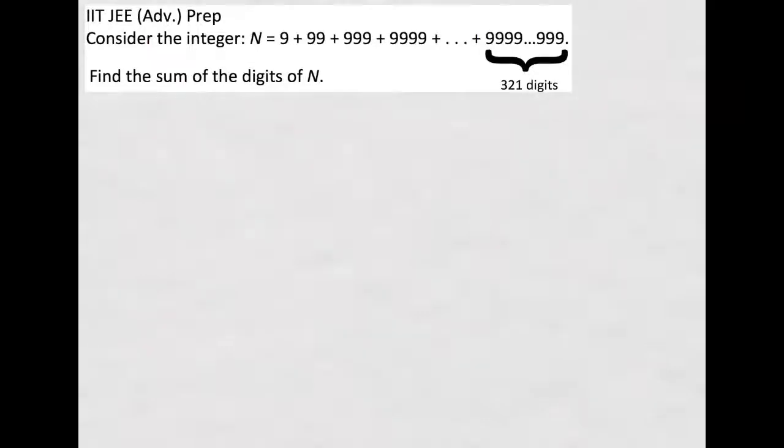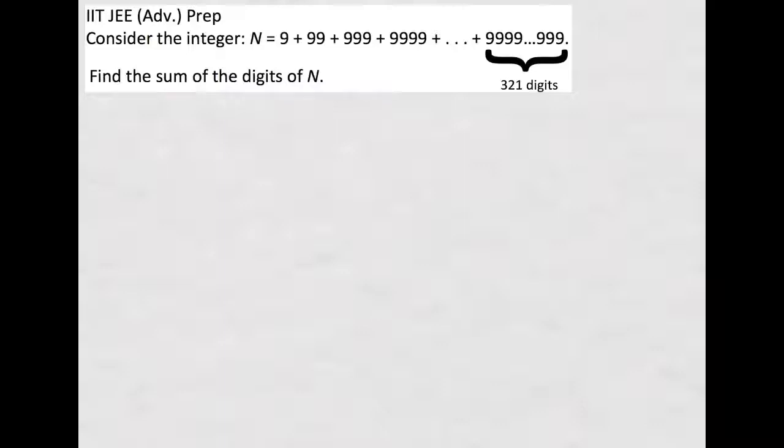Hey guys, what's up? I got this question online from a JEE practice exam. The question is, consider the integer n equals 9 plus 99 plus 999 plus so on, and the last term has all nines and consists of 321 digits. We want to find the sum of the digits of n.